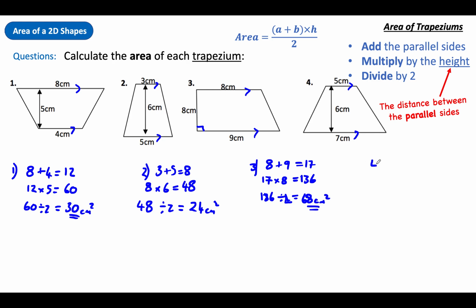Okay, number 4. Again, add the parallel sides. That's 5 and 7. It's 12. Times that 12 by the distance between them, which is 6. So that is 72. And then we're going to halve it to get 36 centimeters squared. Okay.